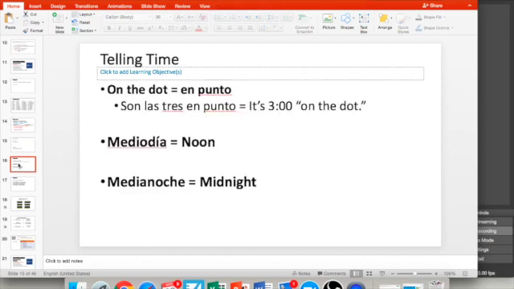Okay, now you may want to add, if it's right on the dot a certain time, like it's 3 o'clock on the dot, we're going to say son las tres en punto. The en punto part communicates on the dot. You also have some words here like mediodía, literally the middle of the day or noon, and medianoche, literally the middle of the night or midnight. These can also be used when telling time as well.